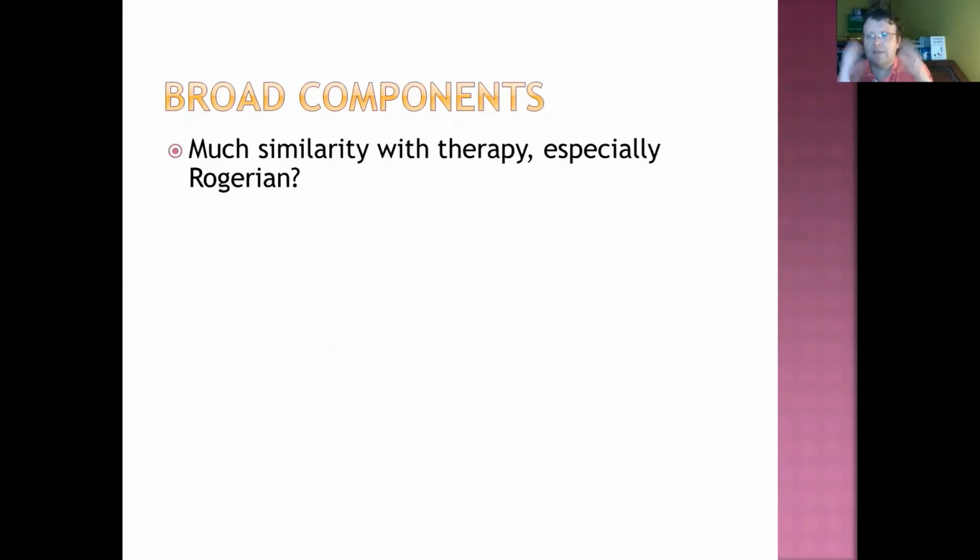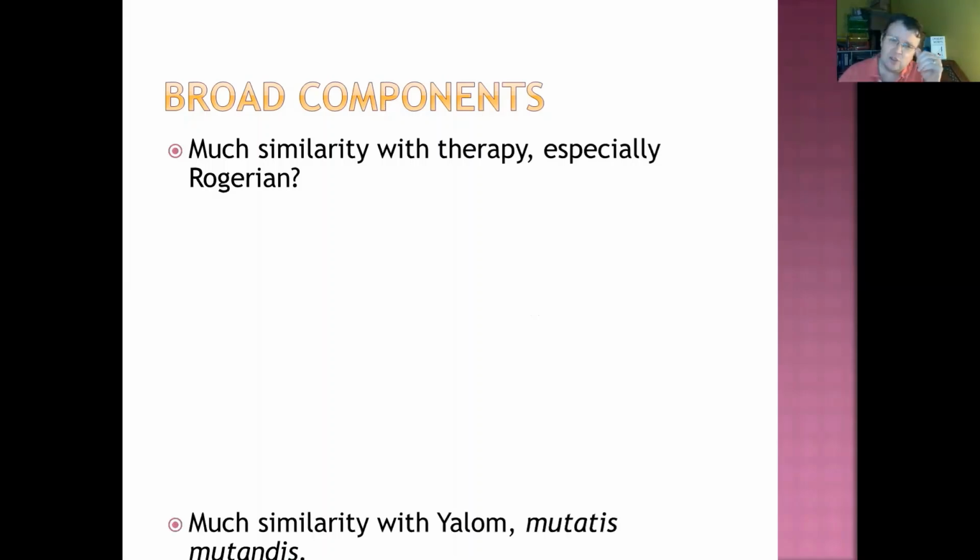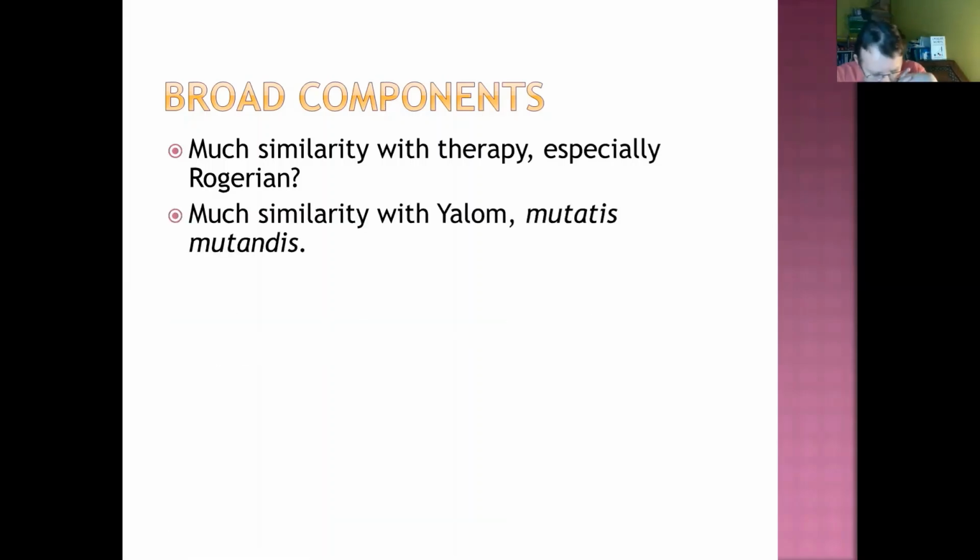So, broad components. There's much similarity here with therapy, especially a Rogerian approach, a person-centered approach. And there's also a lot of similarity with Yalom, mutatis mutandis, with the necessary changes having been made. So Yalom wrote a very famous book on group psychotherapy. He's not a group analyst, he was a group psychotherapist.